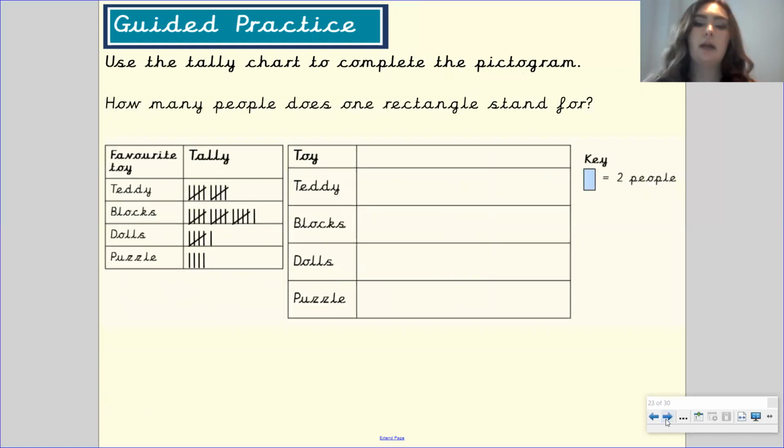Okay, let's have a look at the next one. So we need to use the tally chart to complete the pictogram below. But look at the key. How many people does one rectangle stand for? Pause the video and have a think.